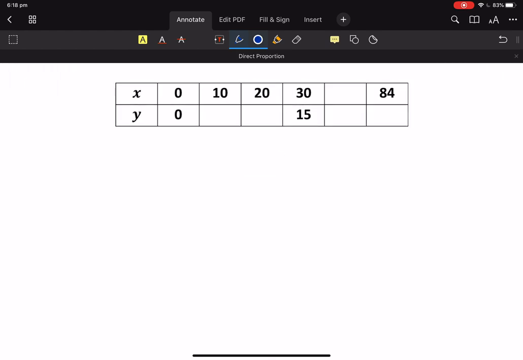Constant of proportionality is not always just an integer. Here, look at my hint. What am I doing to 30 to get to 15? I'm halving it. So here I'm halving 20, I'm halving 10, I'm halving 84, which is going to be 42. What's my constant of proportionality? It's going to be a half. So y, what's the rule? Y equals a half x.